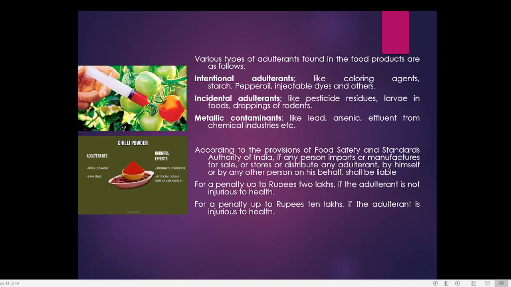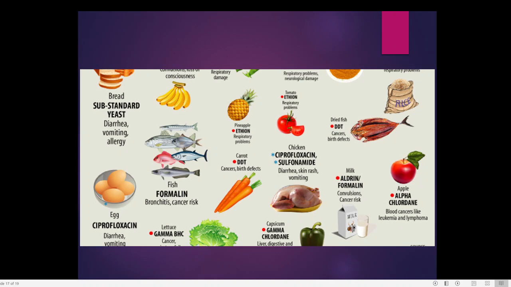So, coming to adulteration, these are the various points: what the legal provisions are in the Indian system, and what the different types of adulterants are. And you can also remember the common biochemicals which people are using for food adulteration.